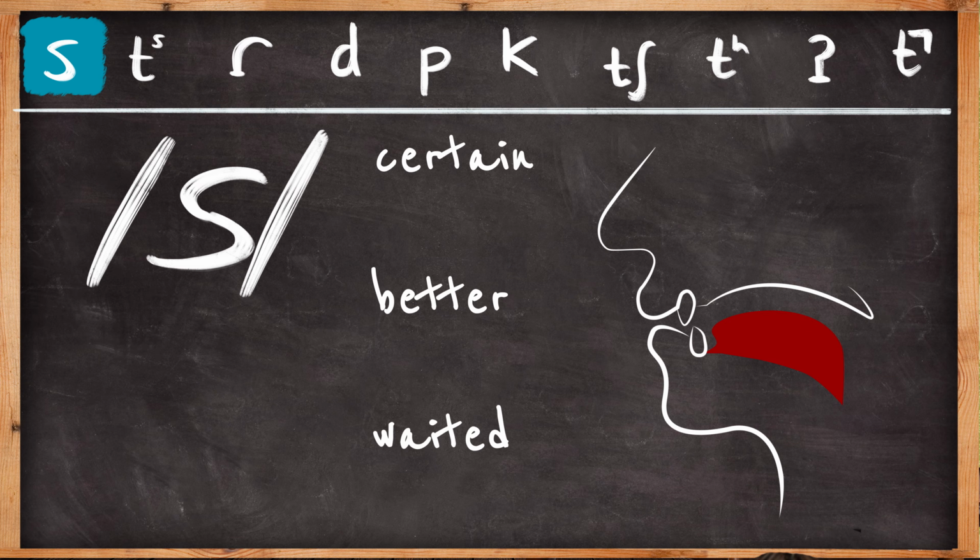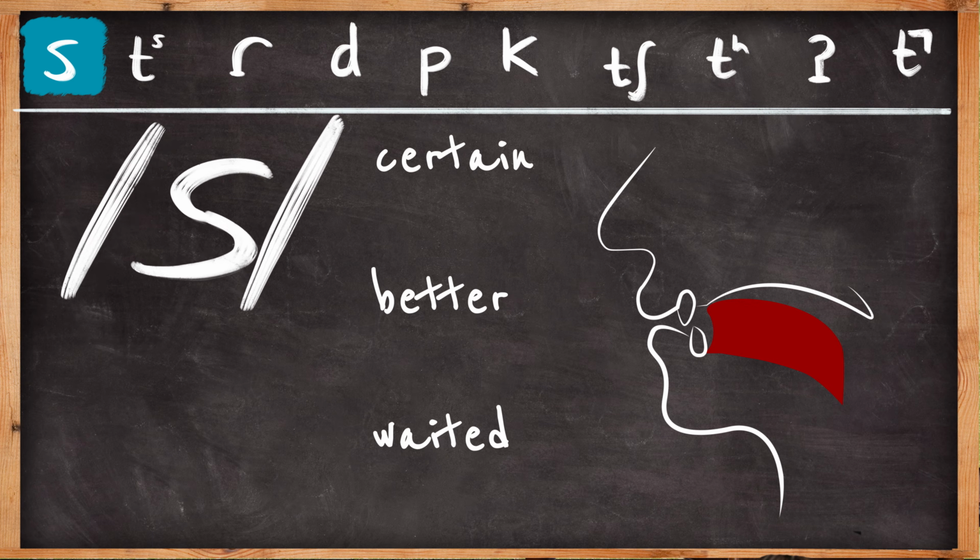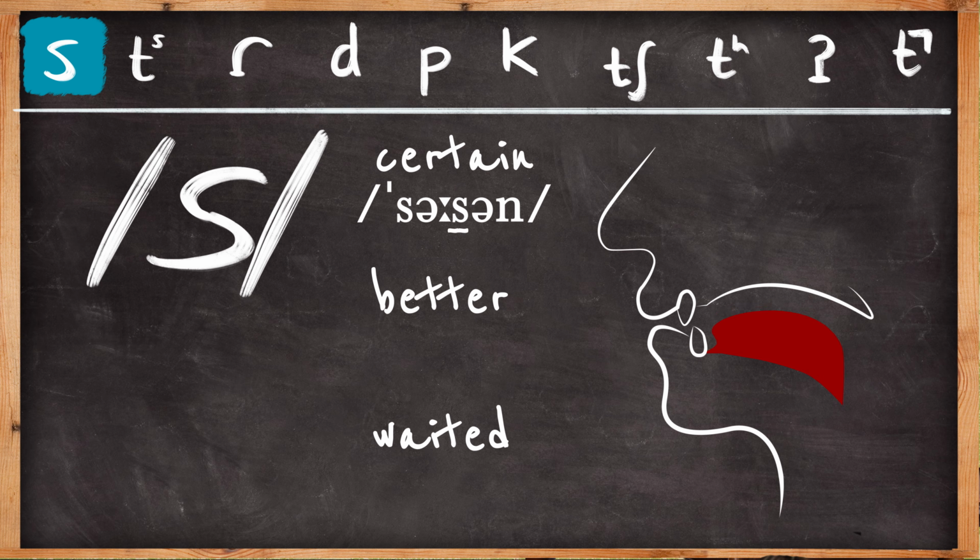When T appears sandwiched between two vowels and the second vowel is weak, it's pretty common for it to turn into S. Certain, better, weighted.